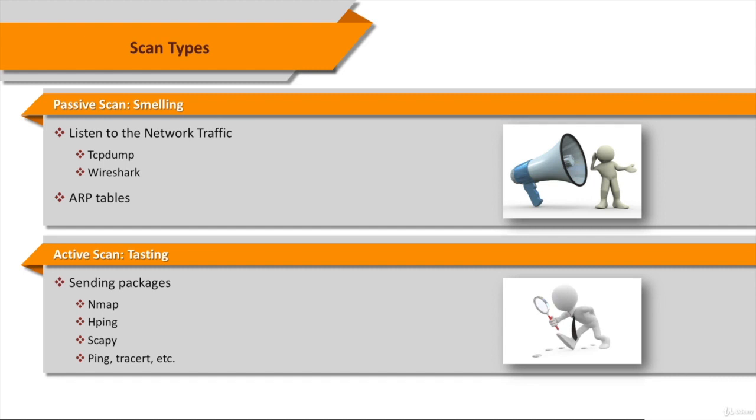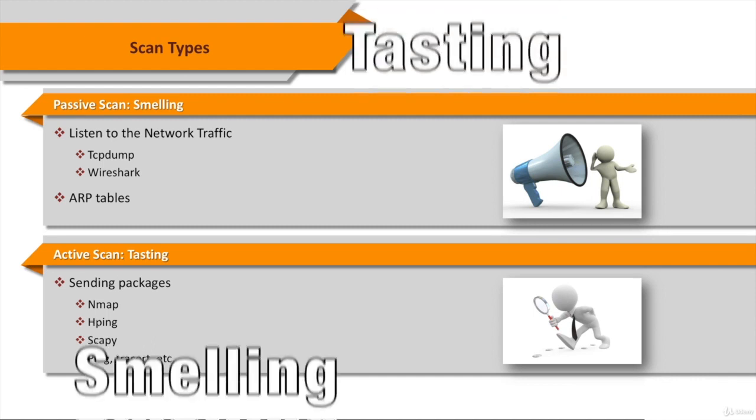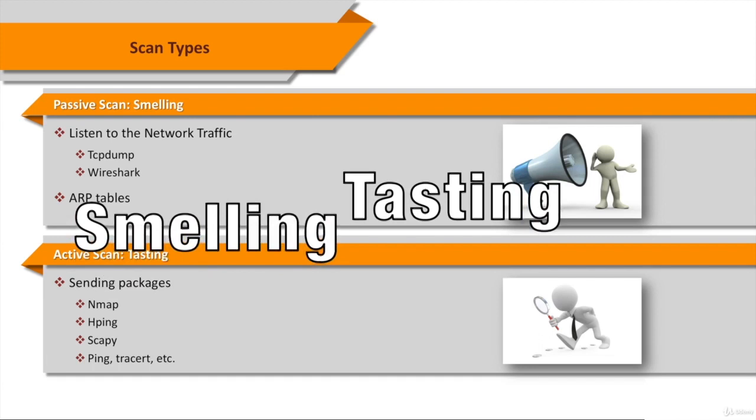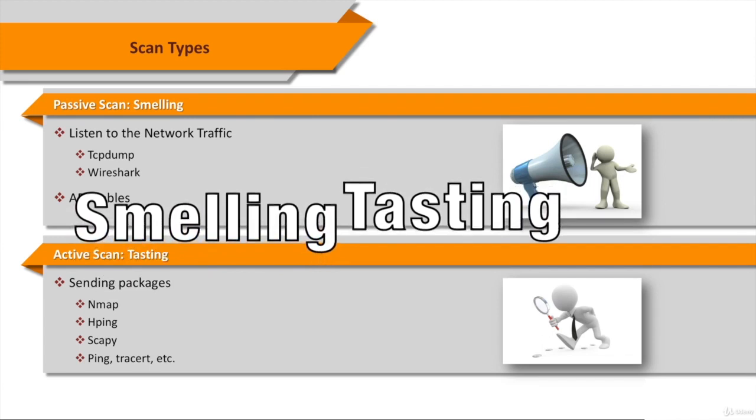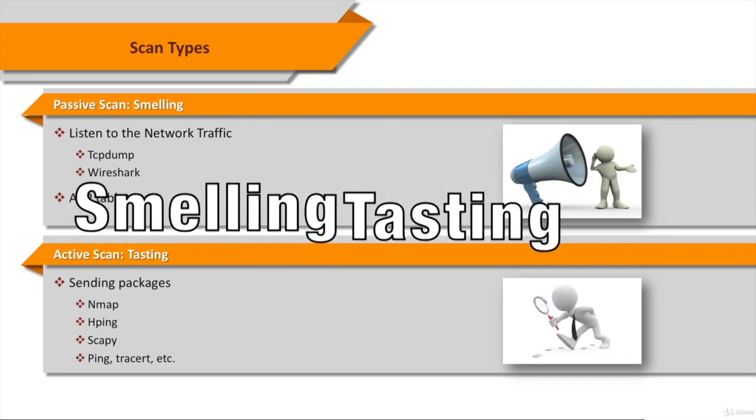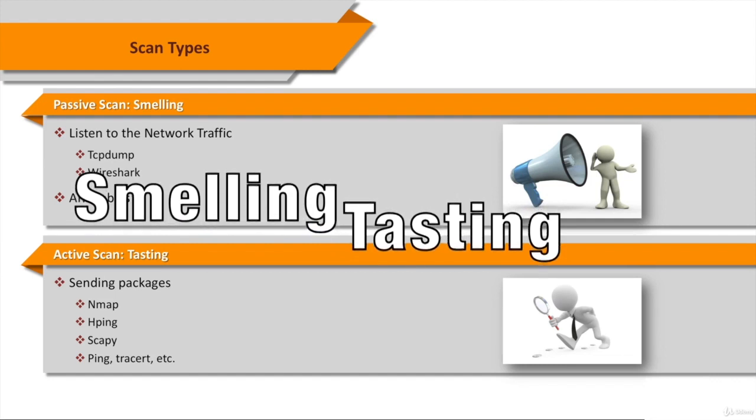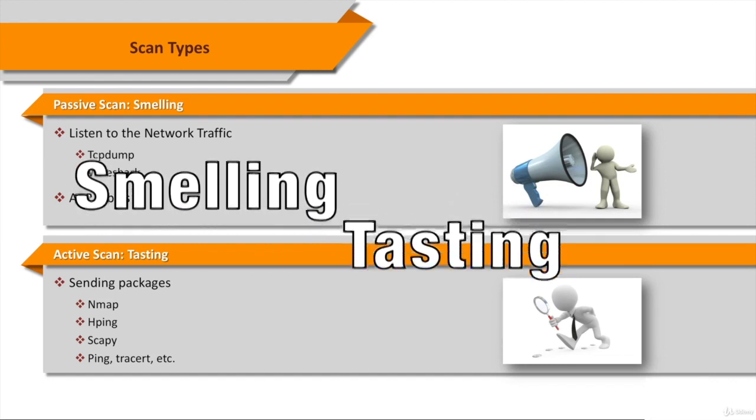identify the network topology. There's a really good comparison of active and passive scanning on the networkworld.com website, which says: just as you can determine the type of cheese by tasting it, an active scan, you can also use passive techniques such as reading the label or smelling the aroma as it passes by.